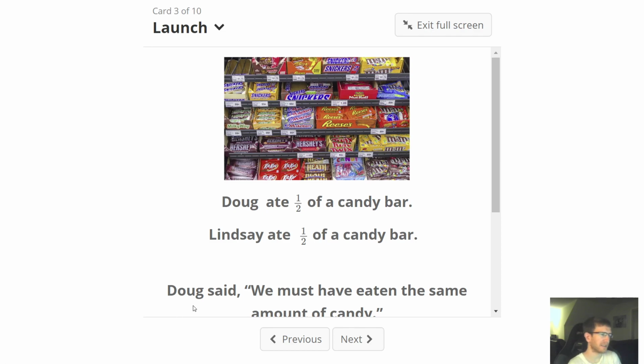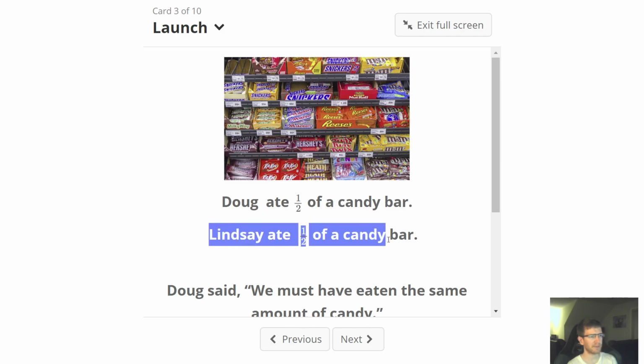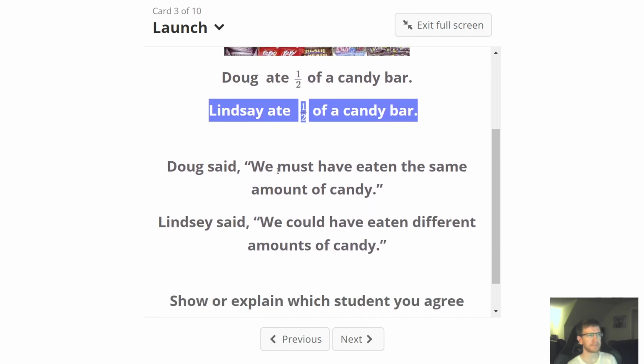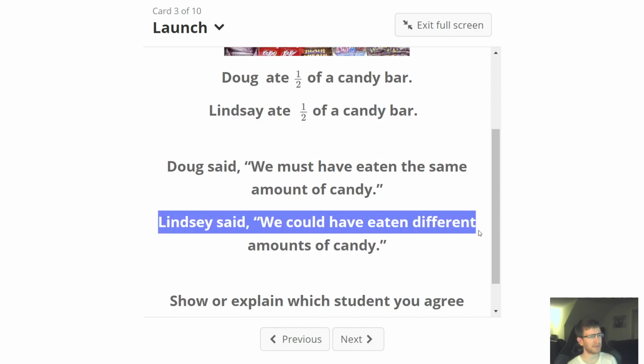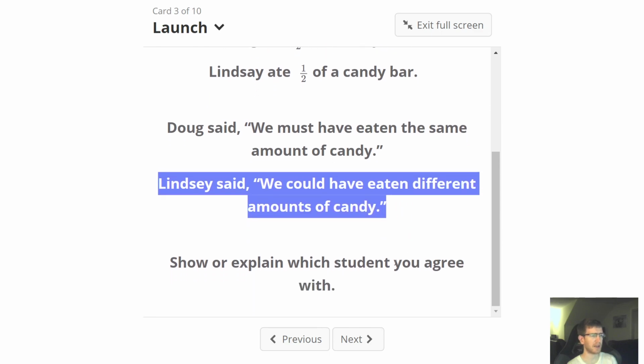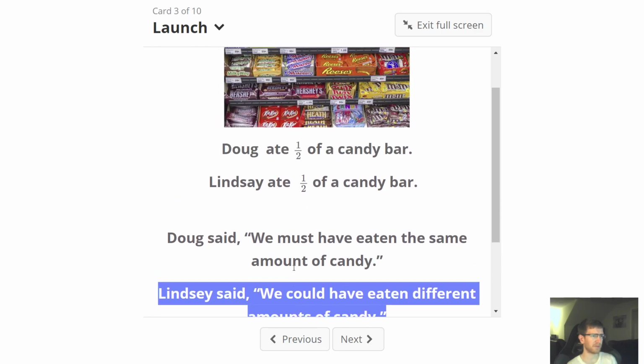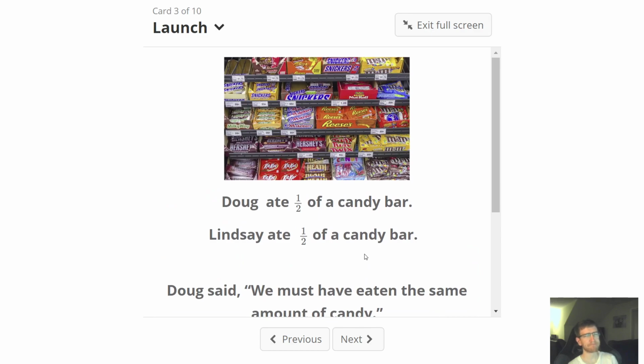Okay, so let's take a look at this problem to kind of get us started. So we got some candy up here. Doug ate 1/2 of a candy bar. Lindsay ate 1/2 of a candy bar. Doug said we must have eaten the same amount of candy. Lindsay said we could have eaten different amounts of candy. Show or explain which student you agree with.